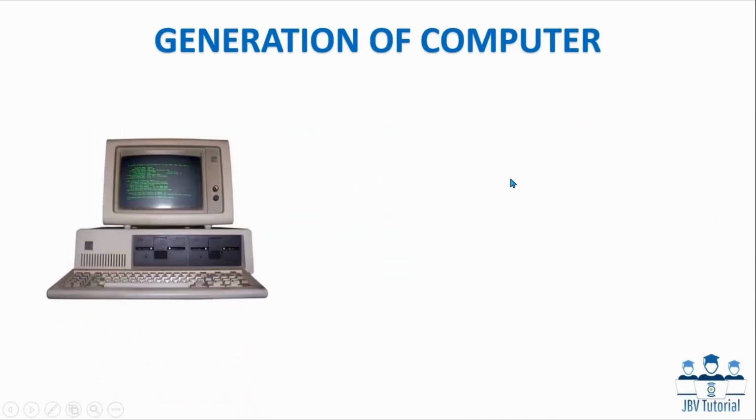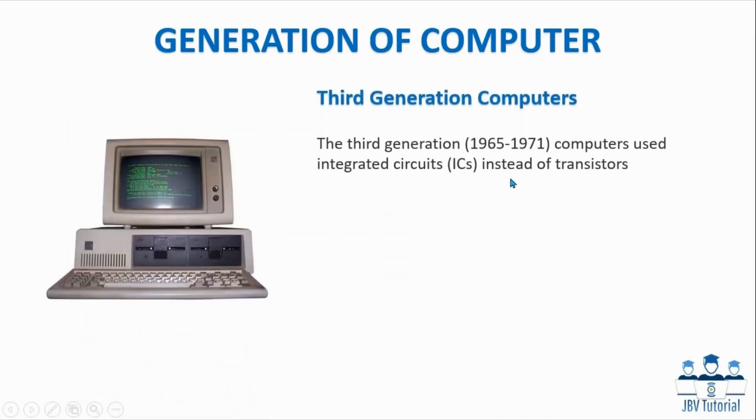Third-generation computers. The third-generation computers used integrated circuits, ICs, instead of transistors. A single IC can pack a huge number of transistors, which increases the power of a computer and reduces the cost. The computers also became more reliable, efficient and smaller in size. These generation computers used remote processing, time-sharing, multi-programming as operating system.